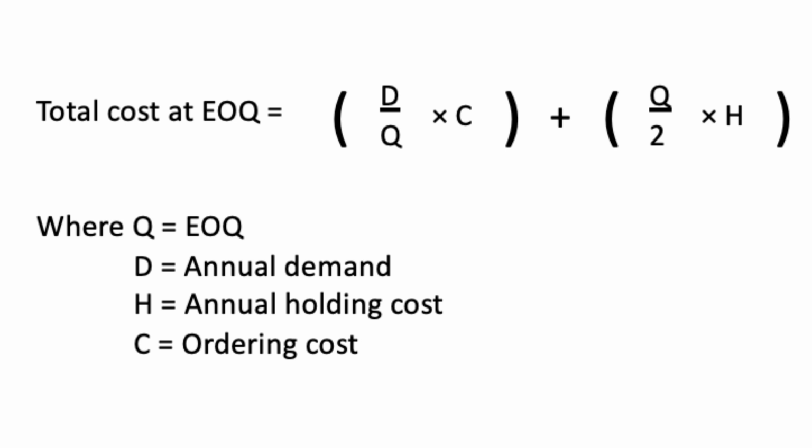We can also estimate the total cost at EOQ using this formula. Total cost equals open bracket D divided by Q multiplied by C close bracket plus open bracket Q divided by 2 multiplied by H close bracket. That is, the total cost equals ordering cost plus holding cost, where D stands for annual demand, Q is the order quantity, C is the cost per order, and H is the annual holding cost per unit. Doing that, we get 6,573 approximately. That is the minimum combined ordering and holding cost.